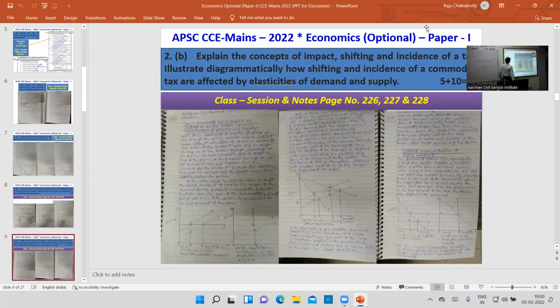So 2B questions: explain the concept of impact, shifting and incidence of a tax. Illustrate diagrammatically how shifting and incidence of a commodity tax are affected by the elasticity of demand and supply. I mean, discuss this. 226, 227, 228, page number referred below. I mean, check it out.